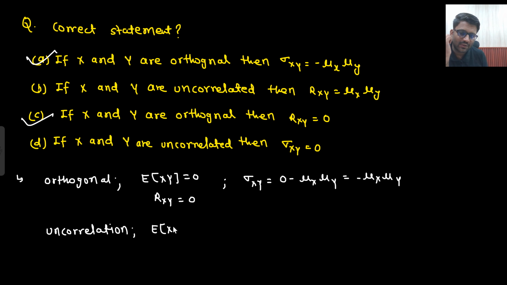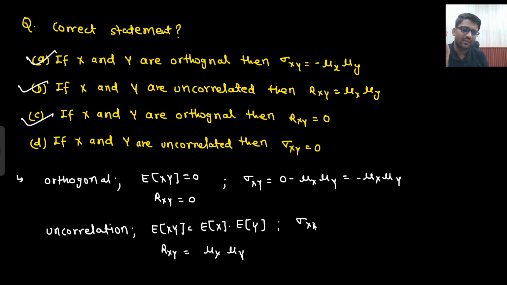Uncorrelation means expectation of xy is equal to expectation of x dot expectation of y. Right? What is this expectation of xy? This is your Rxy, which is equal to mu x mu y. If uncorrelation is there, then this particular thing is true.